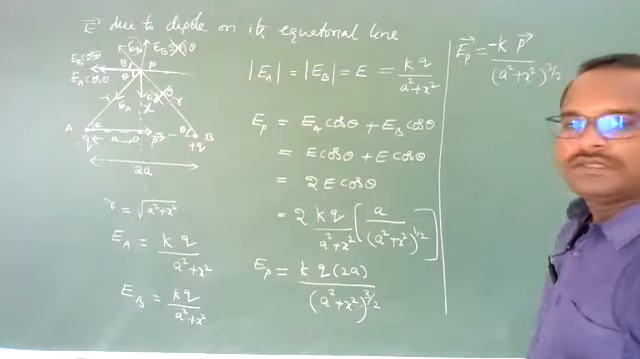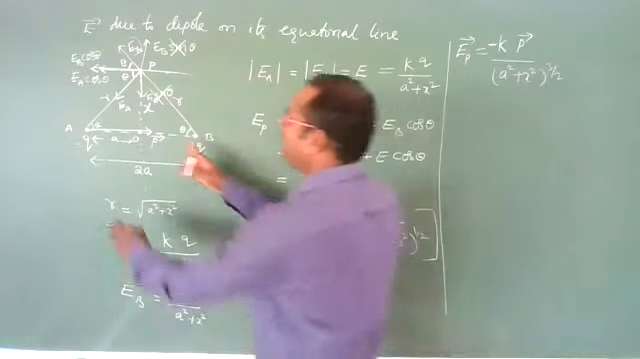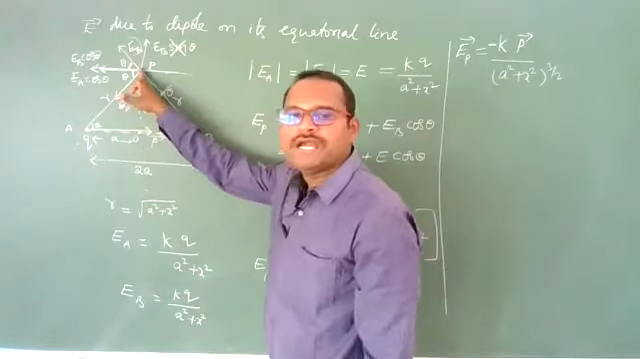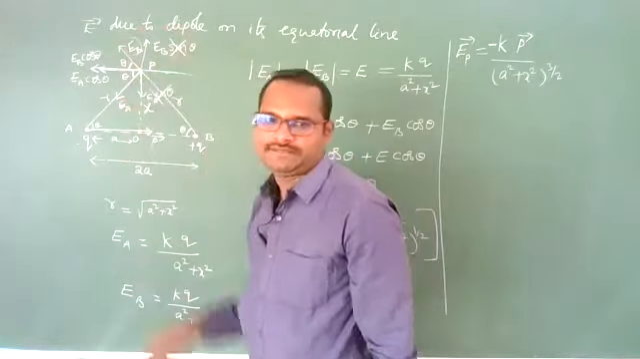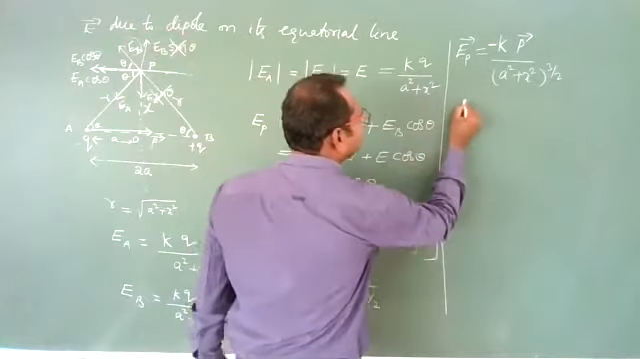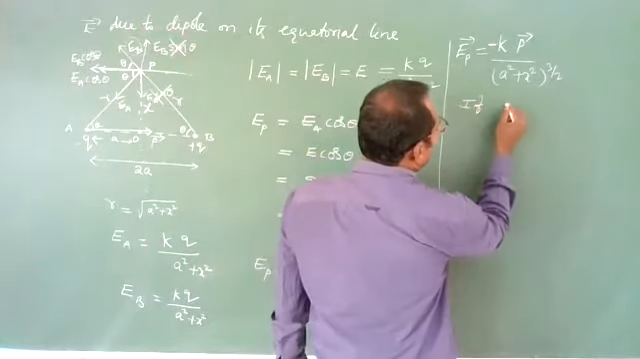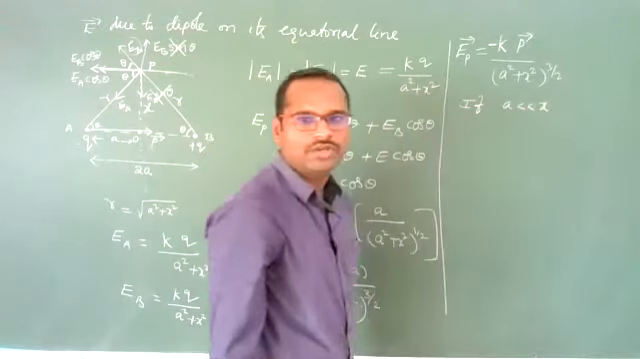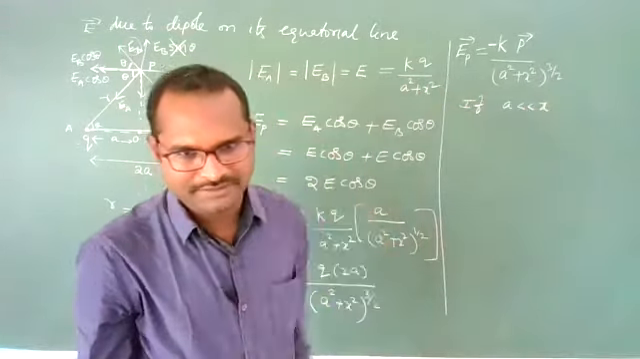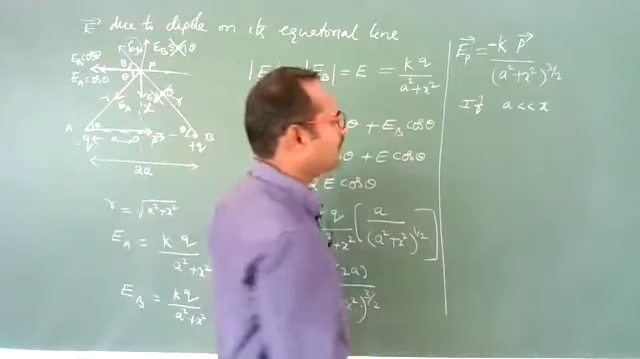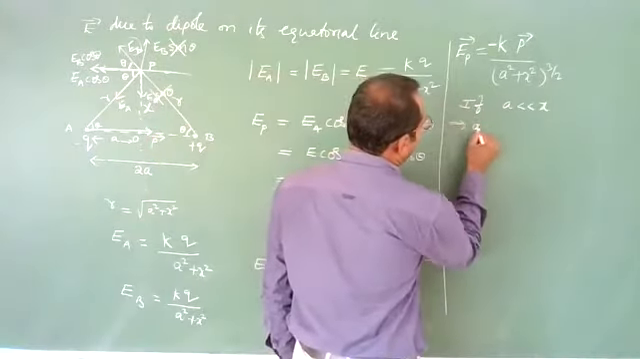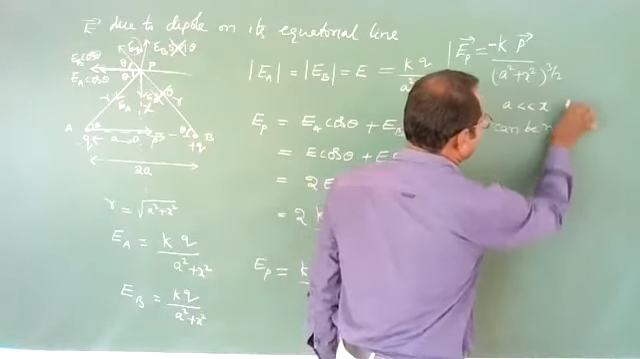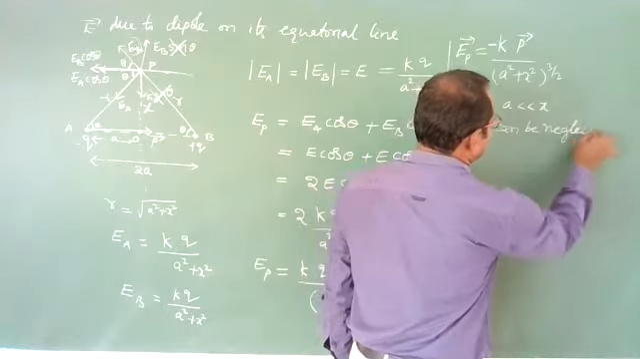Now, if the length of the dipole is very small and the point P on the equatorial line is far away, that means if A is very less in comparison to the location of point P on the equatorial line, then what can we do? A square can be neglected. Yes, it can be neglected.